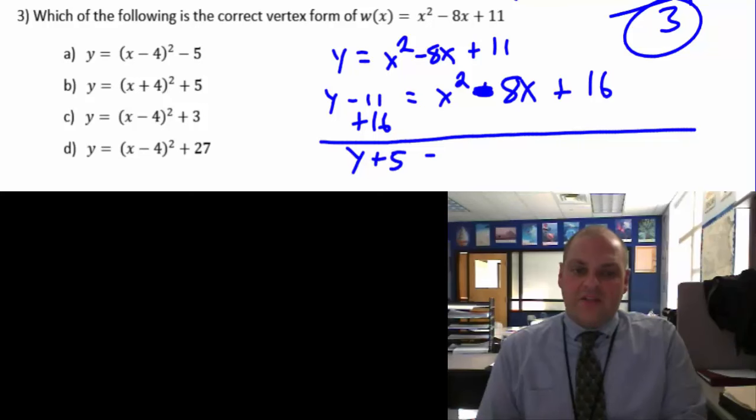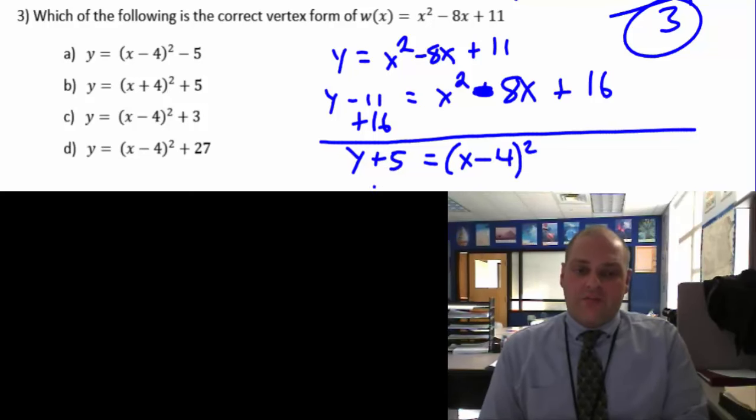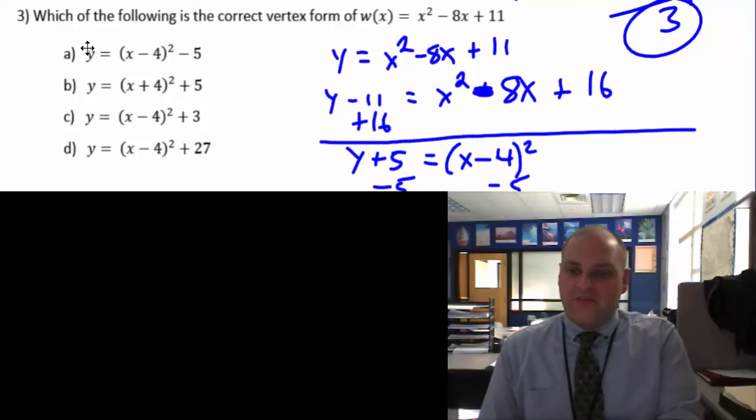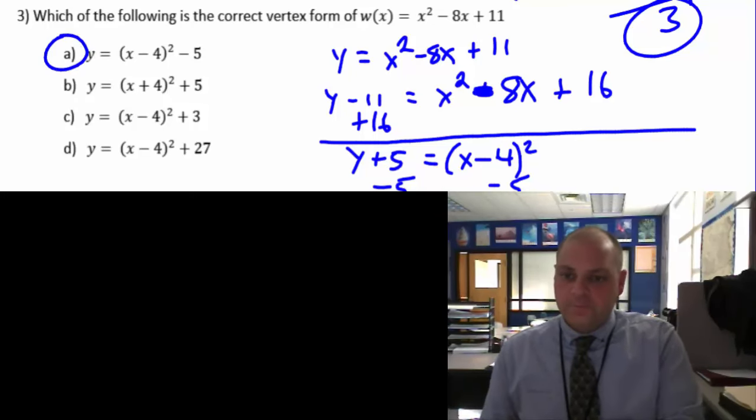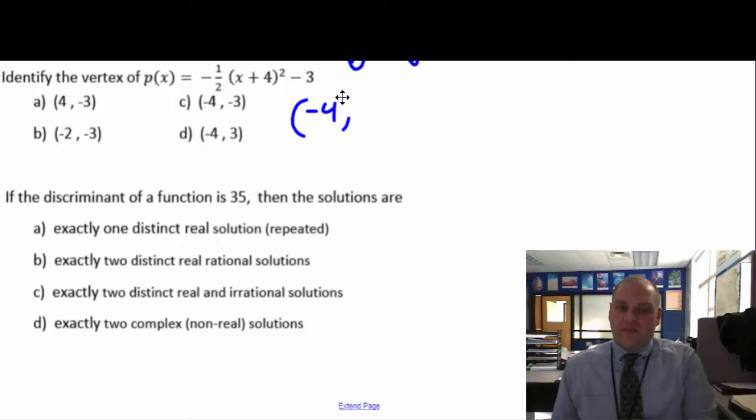y plus 5 equals, this is going to be x minus 4 squared, x minus 4, and then subtract your 5 over. So y equals x minus 4 squared minus 5, choice A. Identify the vertex, well that's easy, we just did that in the other problem actually. So opposite of 4, negative 4. And then keep that the same, negative 3. You guys are pretty good at that now. That was a pretty easy one.